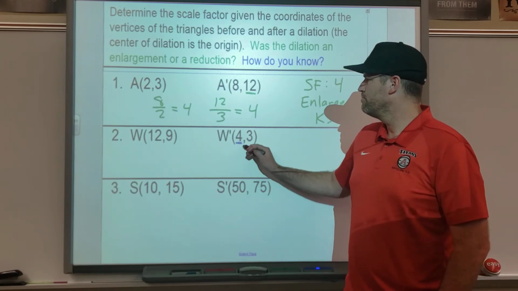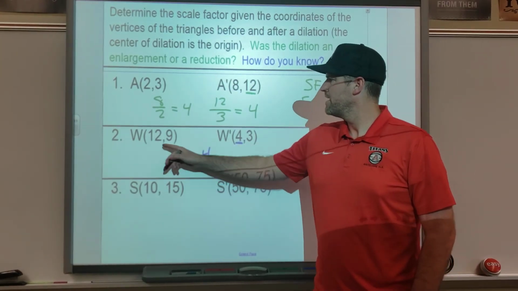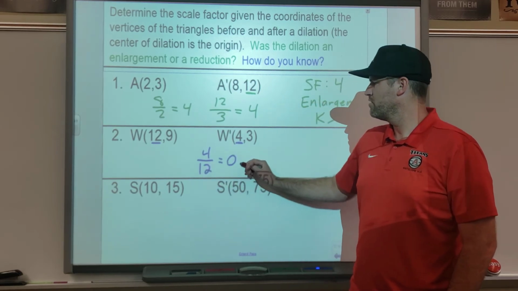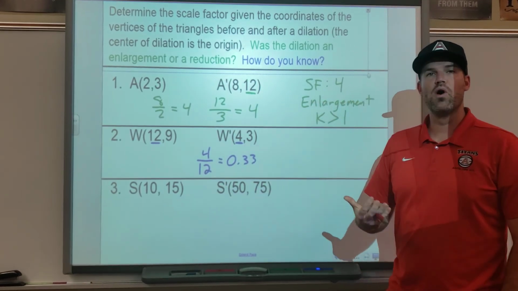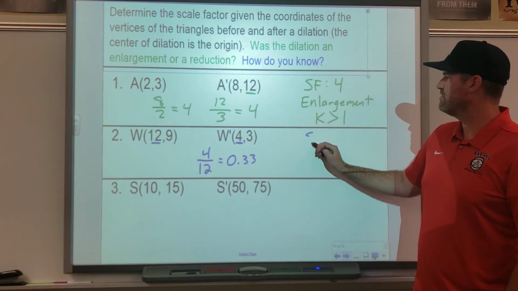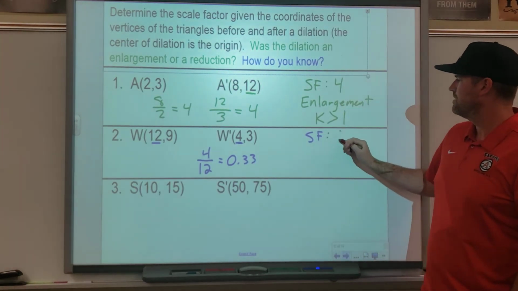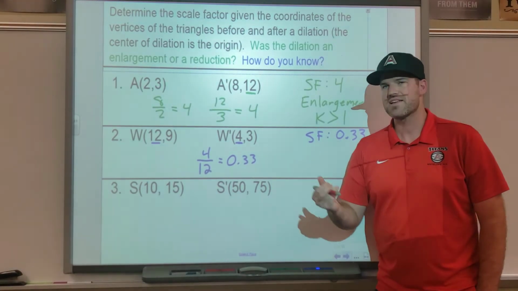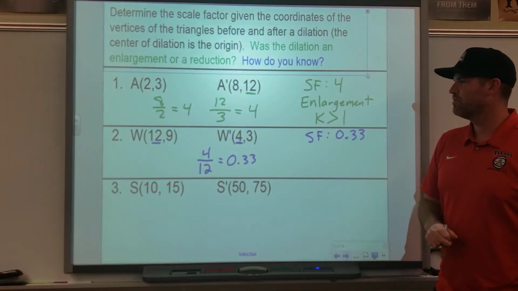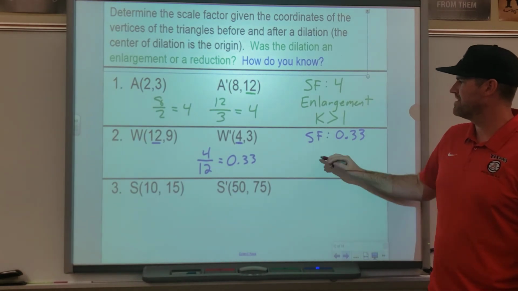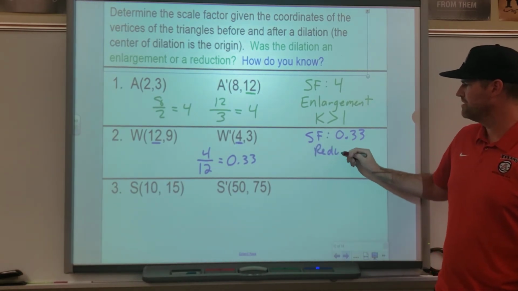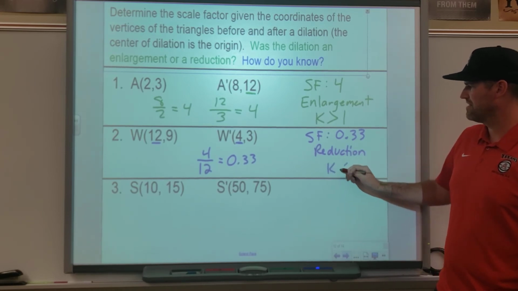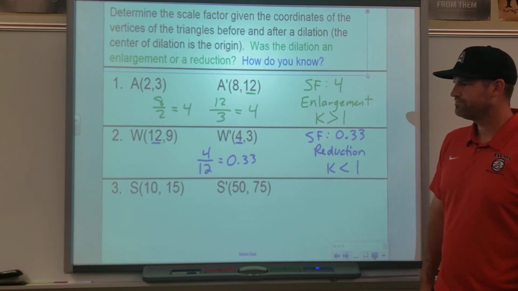If I take my new point of 4 and divide it by the original of 12, I get 0.33, or 1/3. So my scale factor, I like to use decimals. You can use fractions, either one is fine, it's the same thing. Scale factor is 0.33. Because this is less than 1, that will be a reduction. And again, I knew it was a reduction because my scale factor was less than 1.